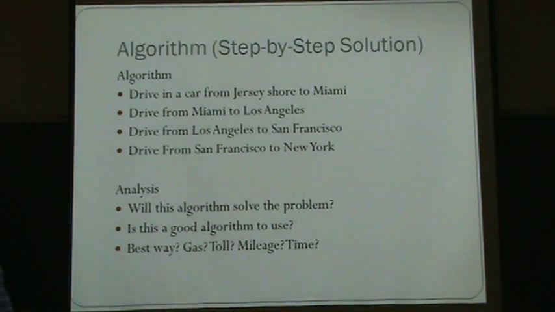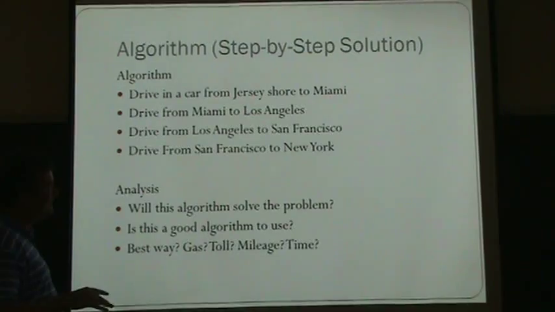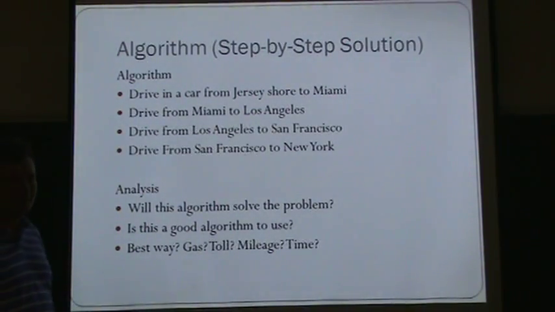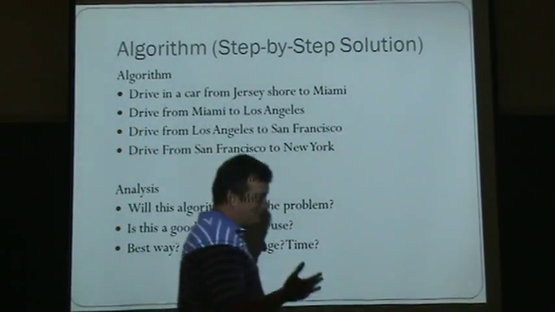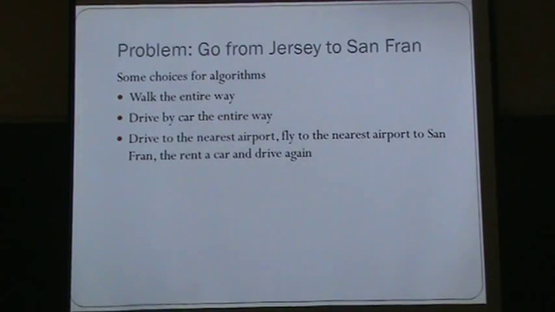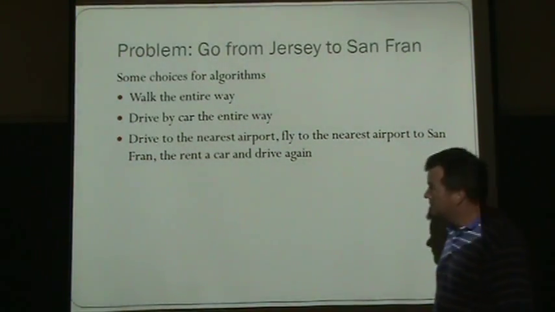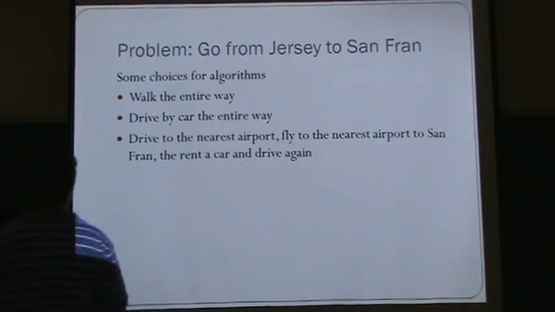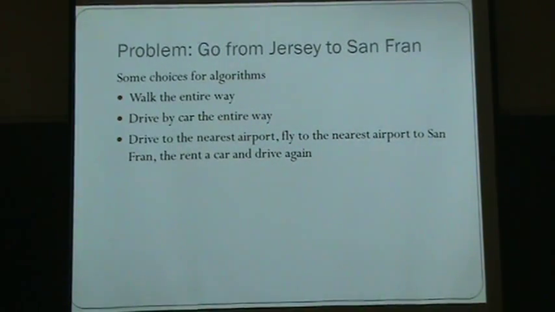Any one of the variables. There's a lot of ways we could measure what's a good algorithm and a bad algorithm for traveling. And I guess it would be like time, gas, tolls, hotel bills, and all that kind of stuff. So suppose you wanted to go from Jersey to San Francisco. It's a different problem. Some of the choices could be to walk, drive the whole way, go to an airport, fly, then rent a car when you get there.